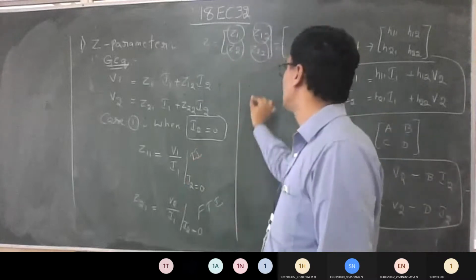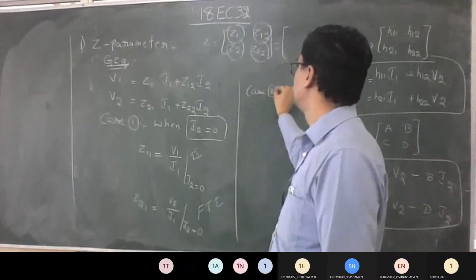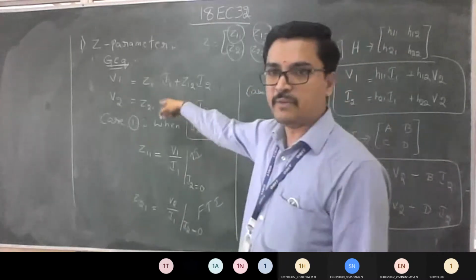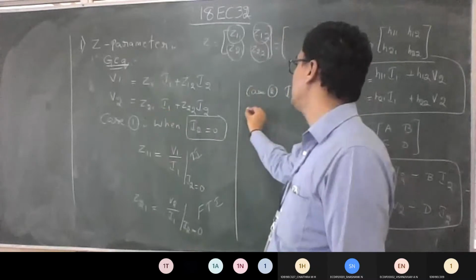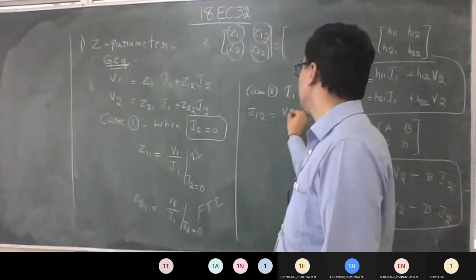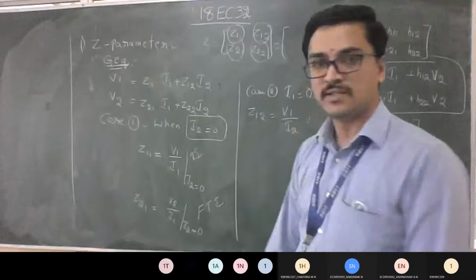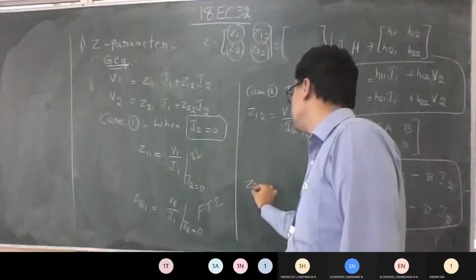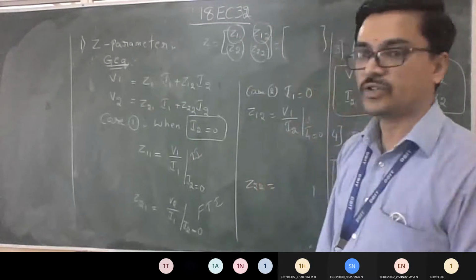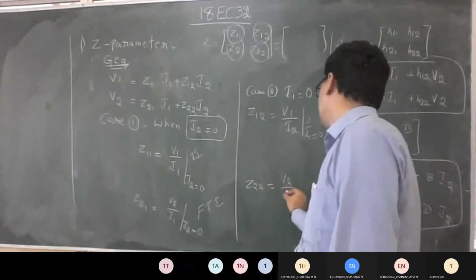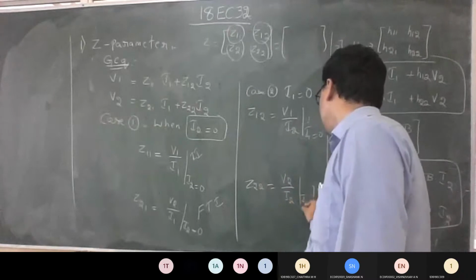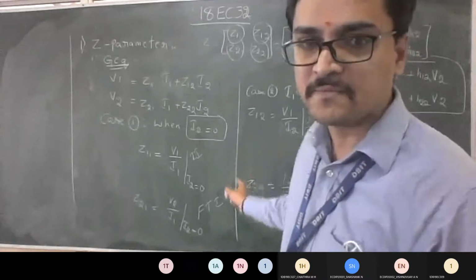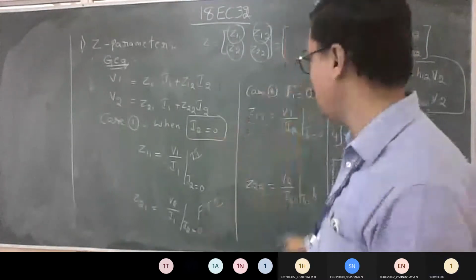Similarly, go with case 2, when I1 is equal to 0. From the generalized formula, if you make I1 as 0, what is the answer for Z12? It's V1 by I2, when I1 is equal to 0. Similarly, what is Z22? It says V2 by I2 when I1 is equal to 0. Any doubts till here? Am I clear to everyone? Yes, sir.